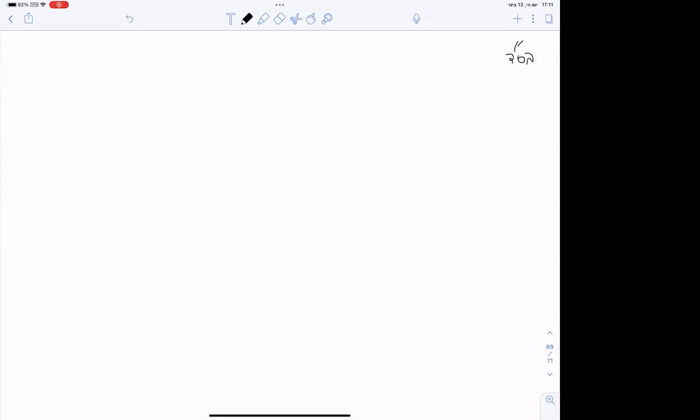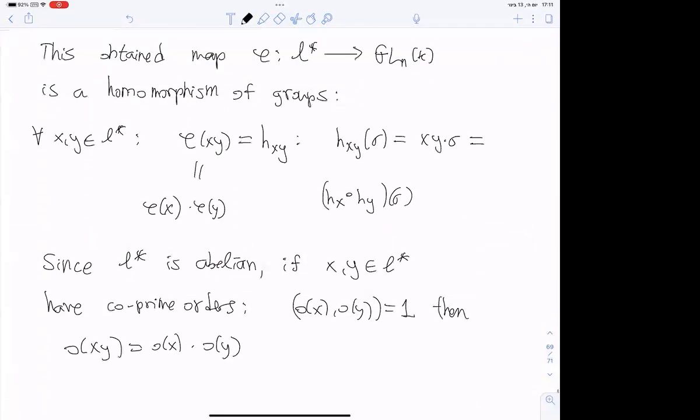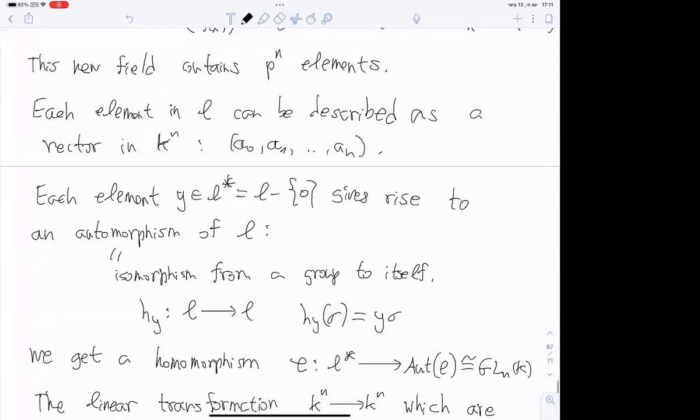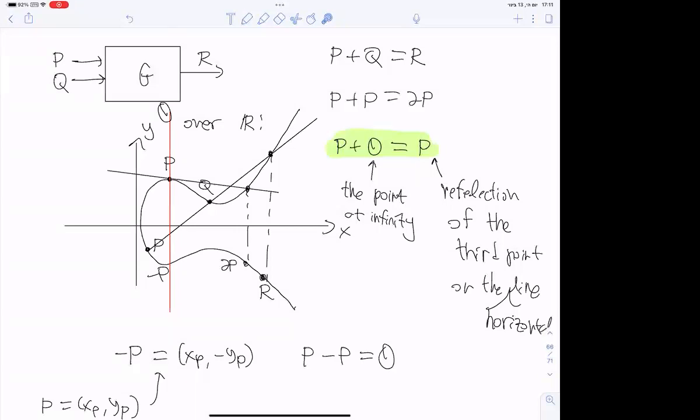I realized that I didn't show you how to compute the coordinates of the addition of two points over an elliptic curve. Let us remind a little bit what we have done in this subject. So we have an elliptic curve. We have already talked about that.